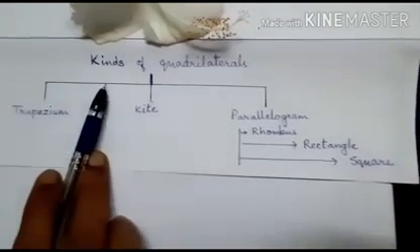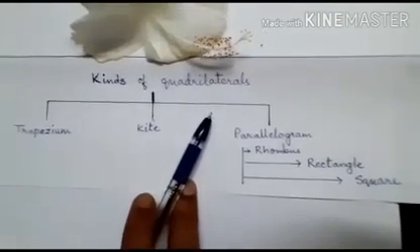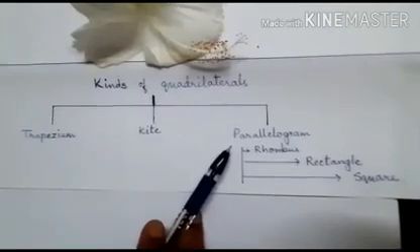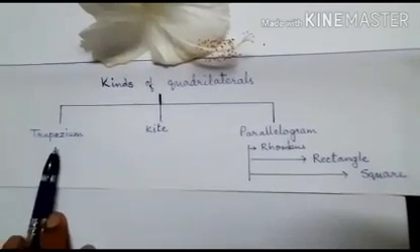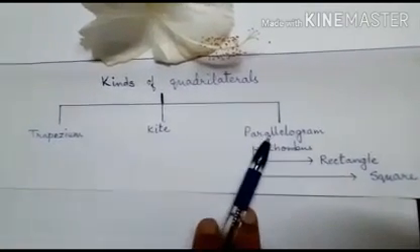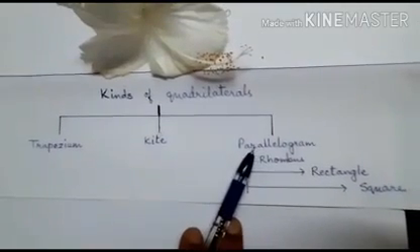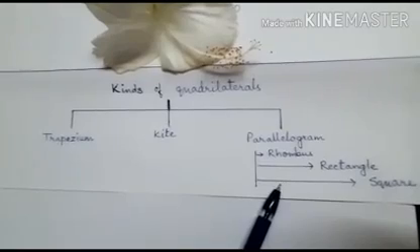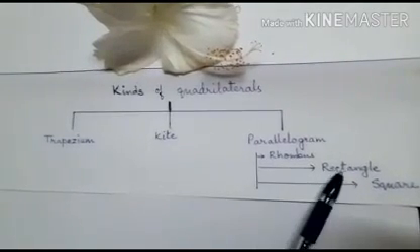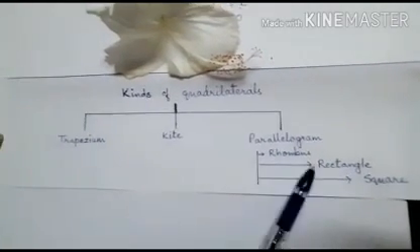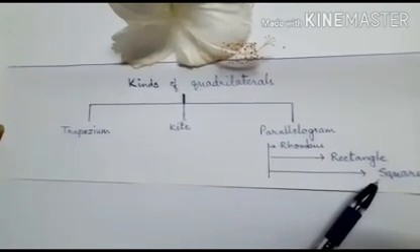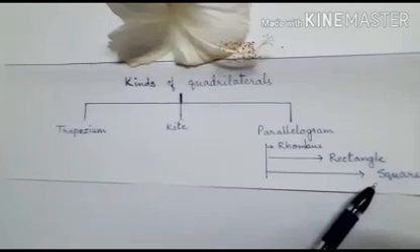Now let's learn about different kinds of quadrilaterals. Basically, 3 types of quadrilaterals is what we are going to learn. First one is trapezium, second is kite, and third one is parallelogram. And in parallelogram, we are going to learn about 3 different types of parallelograms: rhombus, rectangle, and square. These are special types of parallelograms. So let's see one by one the properties of each of these figures.